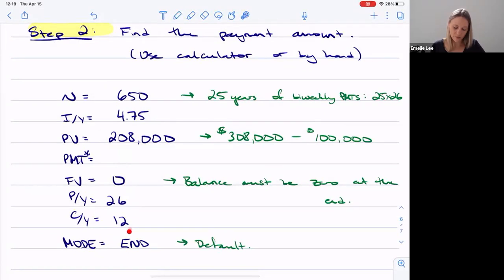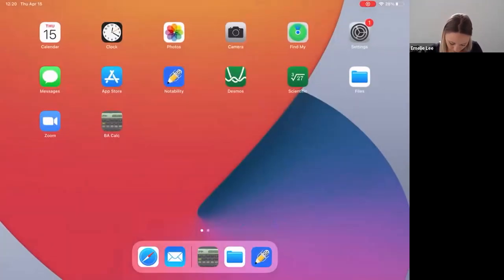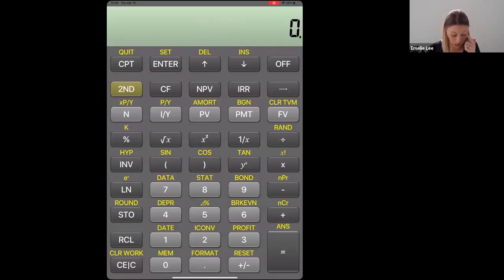Okay, so now I can plug in all this information and I can figure out my payment amount, and that's going to be the same payment amount for every payment except the last one. Okay, so here we go. Let's see if I can remember all this. 650 was my N, 4.75 is my interest per year, $208,000 positive is my present value. I'll do 0 for the payment just to fill in that slot. 0 for the future value because it has to be paid off. Payments per year, 26, enter, scroll down. Compoundings per year, 12, enter. And looks like it's all good.